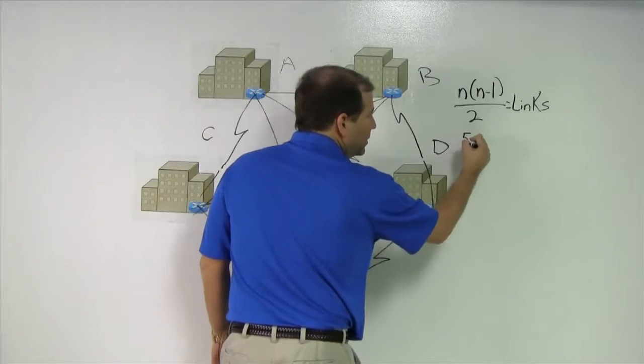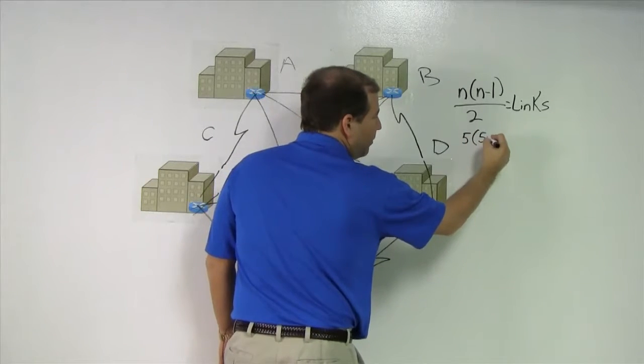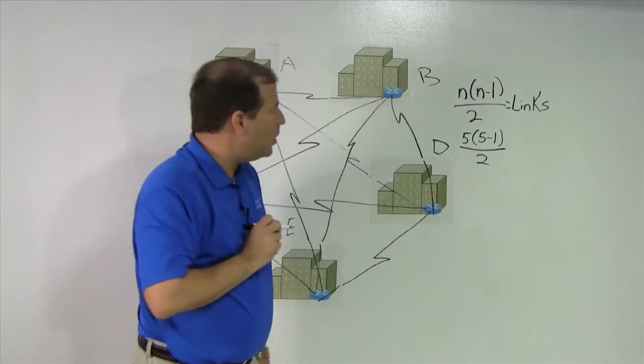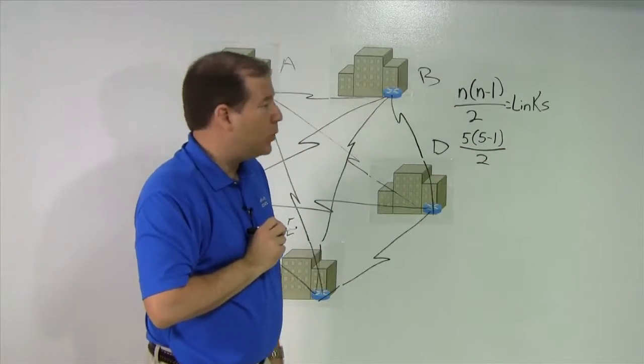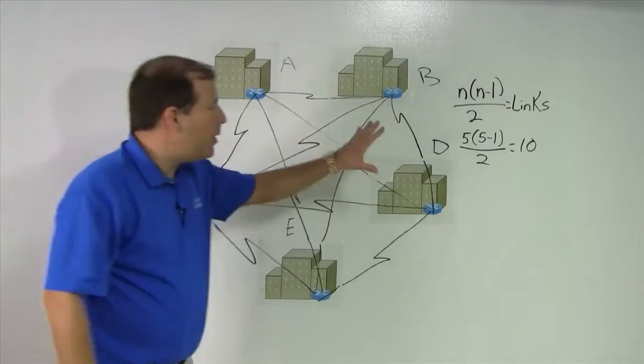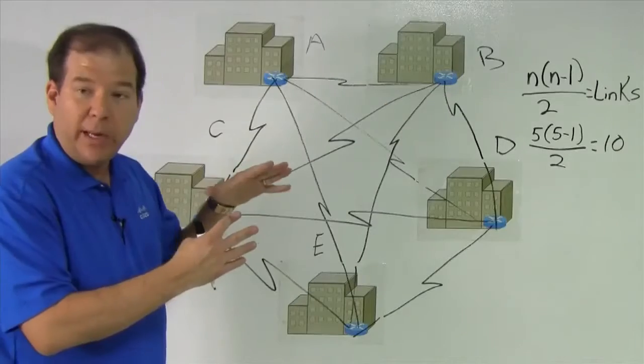It's 5 times (5 minus 1), which is 4, divided by 2. 5 times 4 is 20. 20 divided by 2 is 10. According to this formula, we would have to have 10 links. Do we? Well, let's find out.